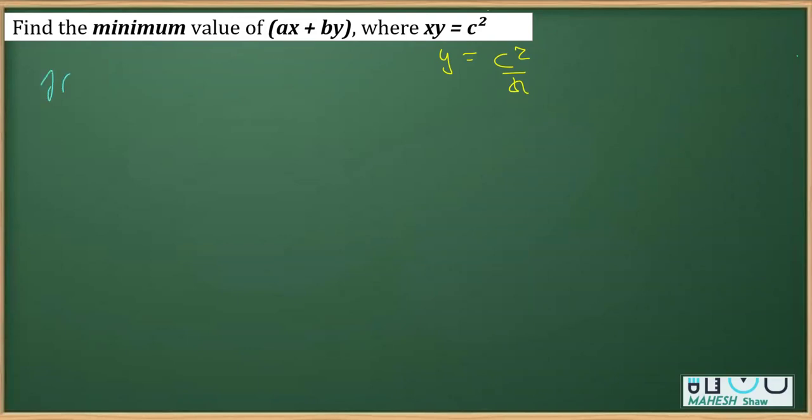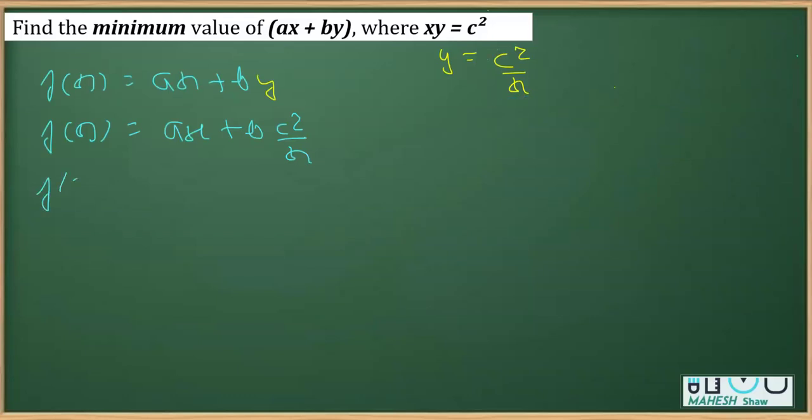And now let's take this function as f(x). So we say f(x) we have as ax plus by. Now I'm going to substitute y here as I'm going to write the equation in terms of x. So we'll have now f(x) as ax plus b times y, and y is c squared by x from here.